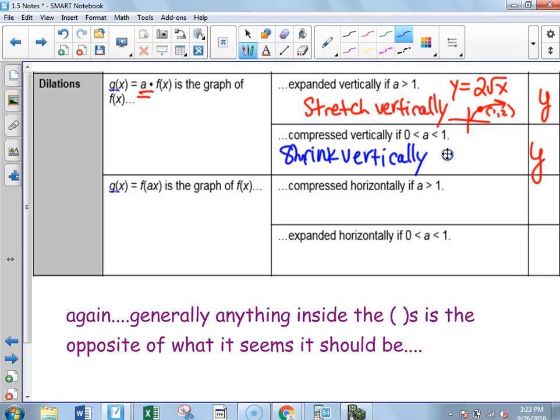For example, y equals 1/2 the absolute value of x, which is one where you can't really tell what happened, but it would look like this. It would be much flatter down.